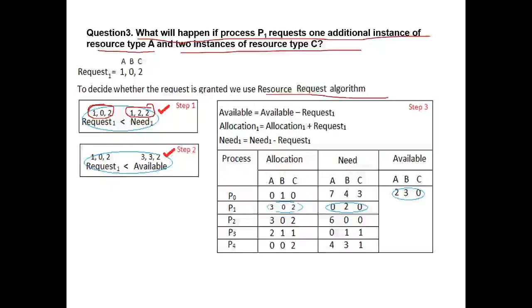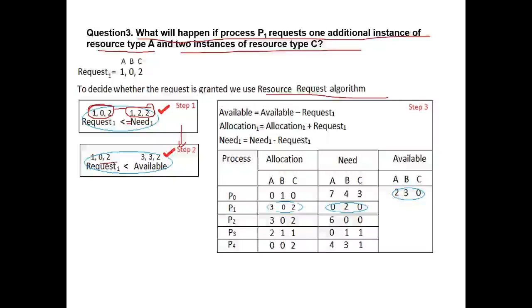Check: it is demanding 1 and there 1 is available here. It is demanding 0 and here 2 are available. It is demanding 2 and yes, 2 is available. That means it is less than or equal. So the request must be less than or equal to need. If this condition is true, then only you proceed to the next step. Otherwise, if this condition is false, you need to stop the algorithm here. Now the condition is true, so we move to the next step.